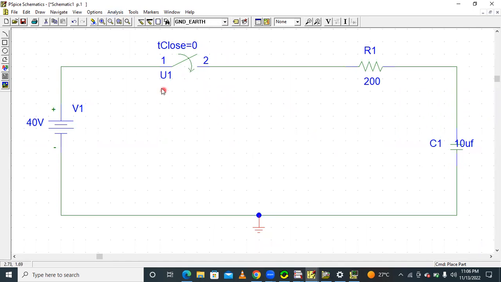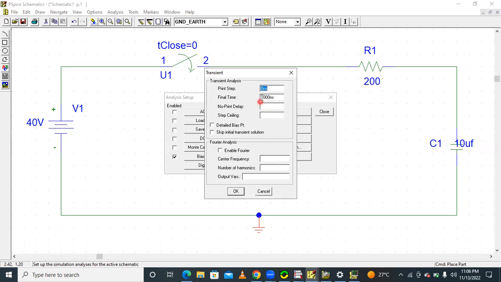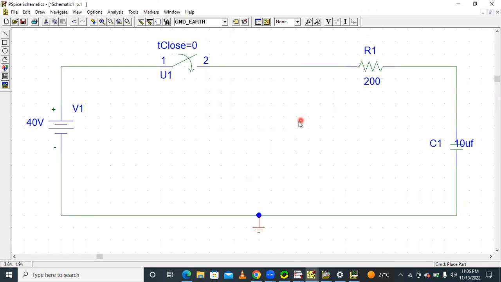After this, go to analysis, set up transient, enable transient, and the print step is 0 nanoseconds and the final time is, for example, 20 milliseconds. Then okay, close. Connect one voltage marker across the capacitor, and then we will get how the voltage changes across the capacitor.